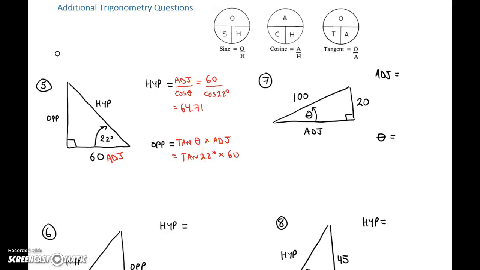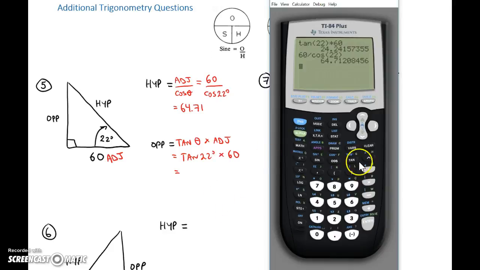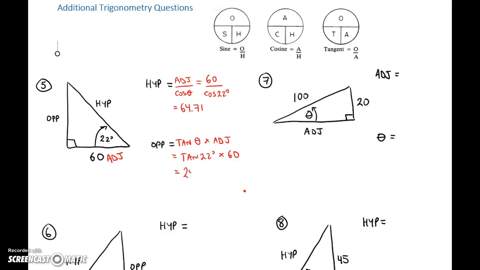Our adjacent is 60. And so for the opposite, let's drop that into the calculator. We have tan of 22, close brackets, times 60, which gives us 24.24. Again, we're not going to round up because this third decimal place is a 1. Beauty. Okay, so we found that the hypotenuse was 64.71 and the opposite was 24.24. Very nice. Okay, let's do the next one.